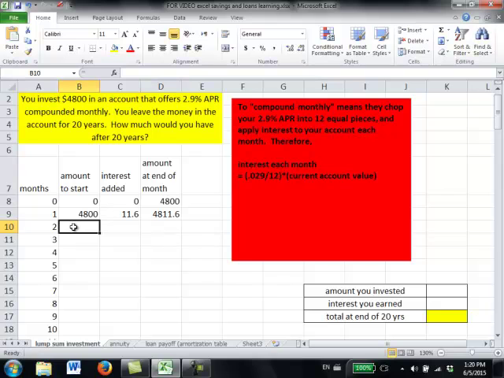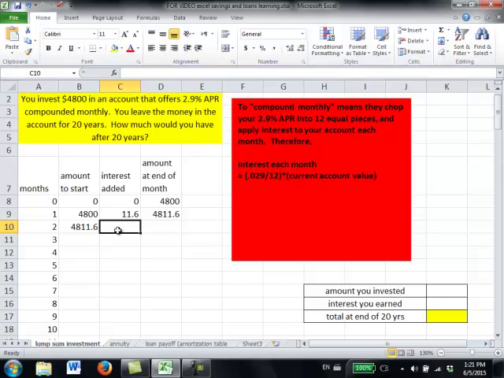Okay, one more row down. Now I'm going to month 2. At the start of month 2, what I have in my account is the amount that was in the account at the end of month 1. So cell B10 will equal what was in the account at the end of month 1. So that is what's in cell D9. Press enter. All right, and again, they calculate interest.